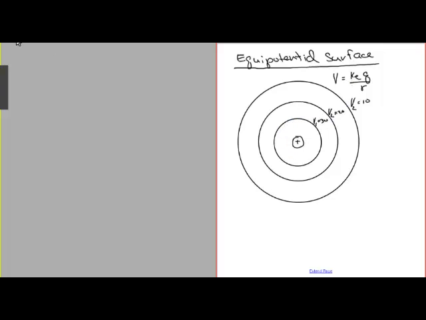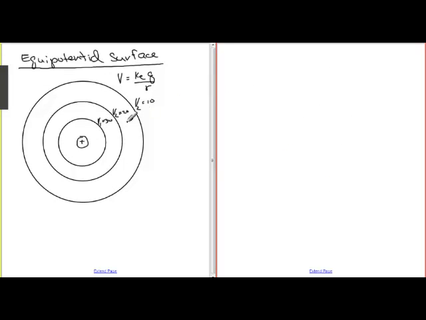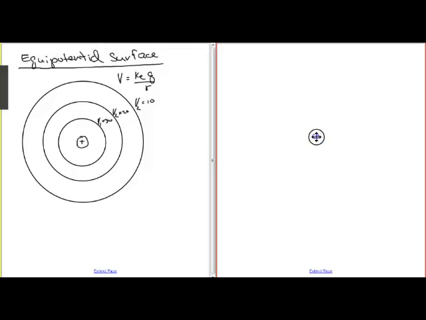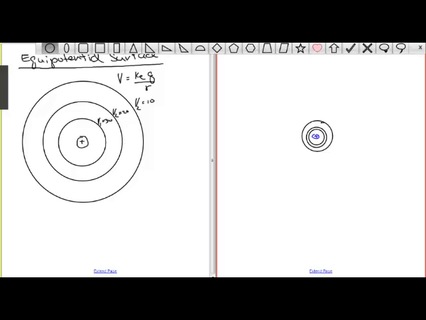Okay. Now, in reality, what happens is it looks more like this. That was probably an incorrect drawing. So what you'll get in reality, if you draw lines that are the same distance apart, you'll get closer lines when you're close to the charge. And as you go away, they get further apart.